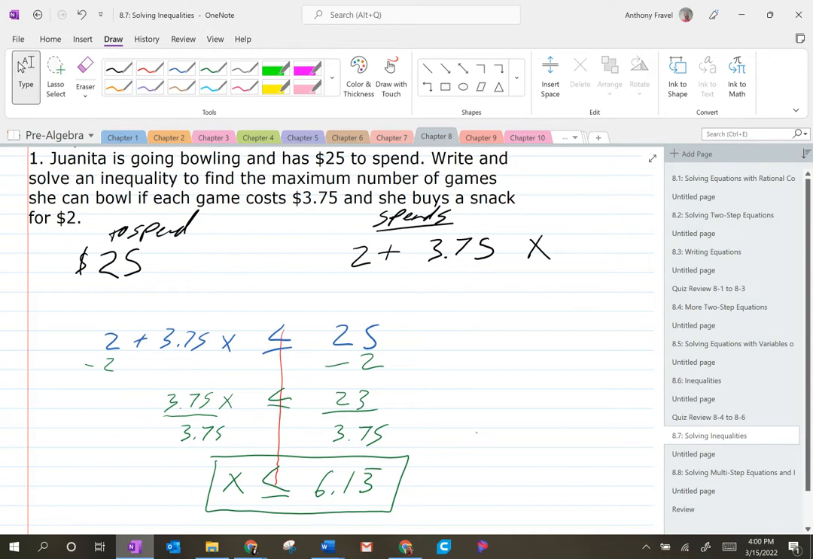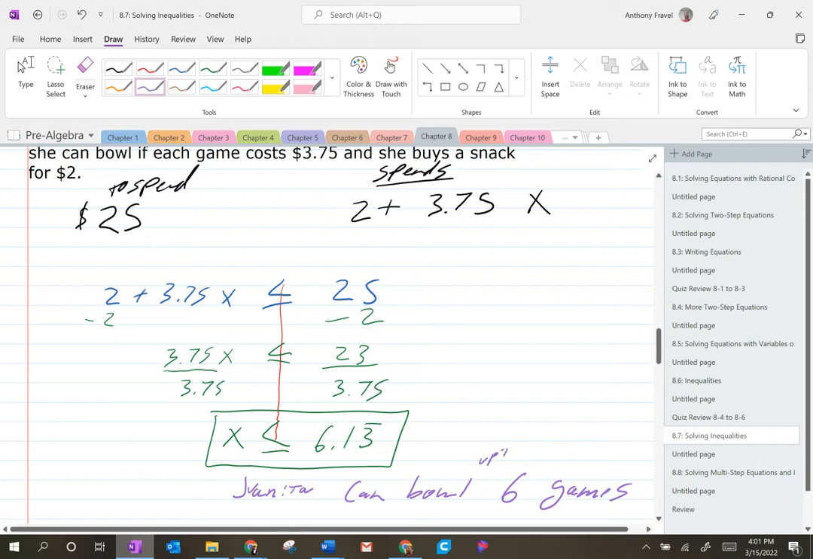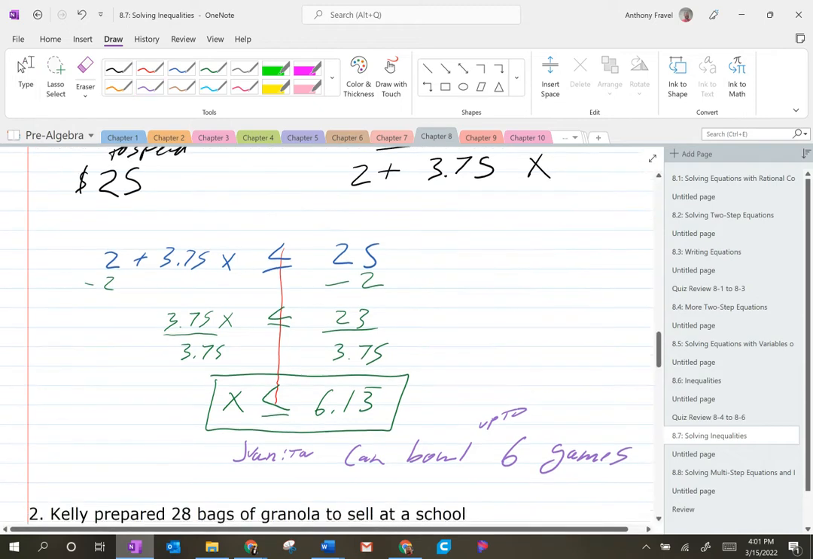So the maximum amount of games that she can bowl is that Juanita can bowl 6 games. And that's it. Because again, if she has 7, it's over, and we can't go over. We can go less than or equal to. So she can bowl up to 6 games, because if she wanted to only bowl 1 game, that still works. 2 games, 3 games, 4 games, 5 games. She can do 6 games, but she just can't do any more than 6.